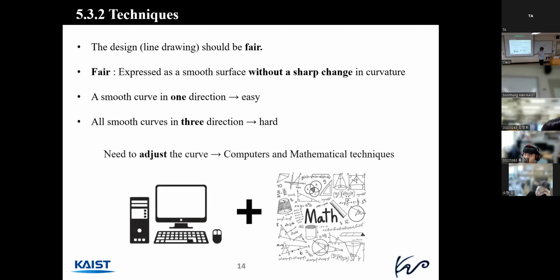The detailed process will not be covered in my lecture, but maybe Professor Khan will explain it in the next class. However, the short point is that nowadays, thanks to the development of computers and mathematical techniques, it is easier to adjust the curve of the line. So nowadays, due to the development of technology, naval architects can more easily adjust the curvature of the line drawing. This is the last slide of my lecture, and thank you for listening.